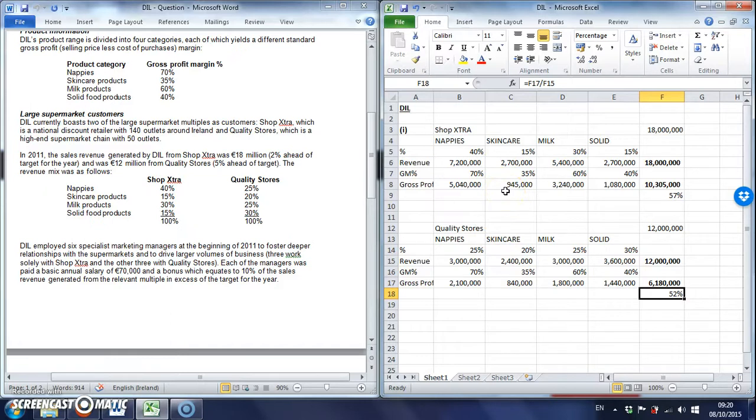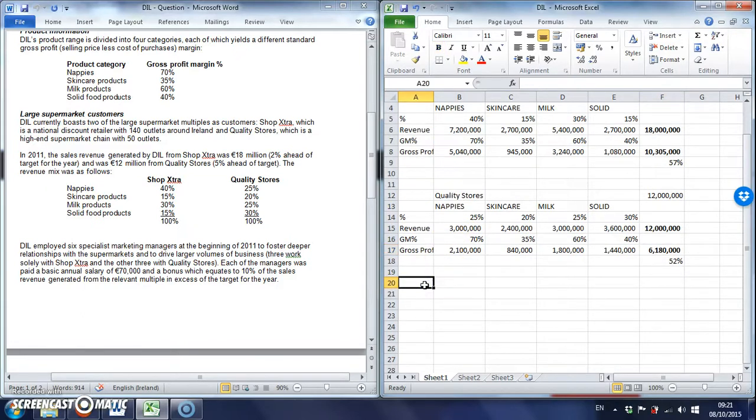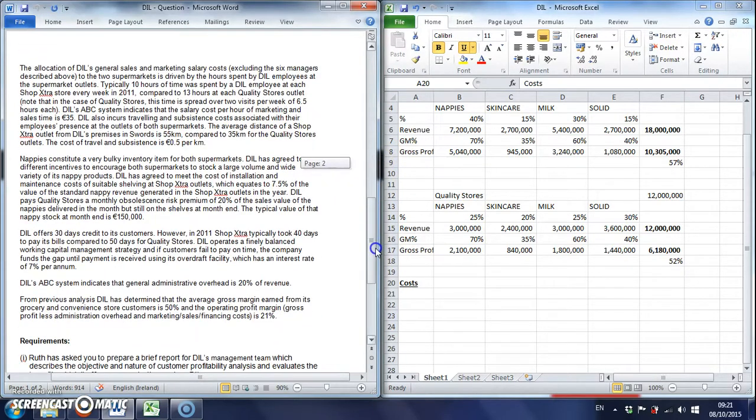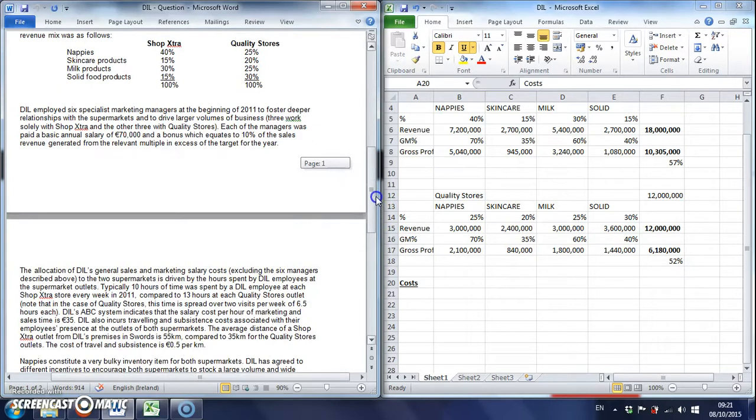So that's essentially your revenue stream already complete. You know you have 18 million from Shop Extra, 12 million from Quality Store, and you know 10 million gross profit and 6 million gross profit. So that's complete. Now what you want to move on to is the next part, the costs. Okay, so this question will be slightly different in structure than you might have seen in, for example, the ITSL question, in that the ABC workings are already done for you and they're mixed in between the paragraphs given. So you now have to just track what's the relevant cost for each company, or each customer, should I say.